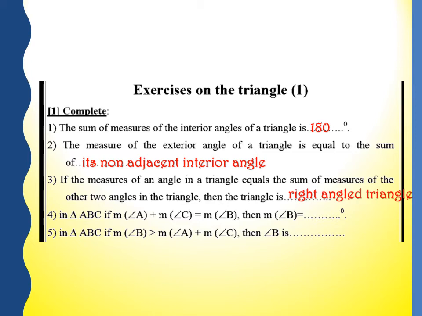In triangle ABC, measure of angle A plus measure of angle C equals the measure of the third angle, then this angle is right, 90 degrees. In triangle ABC, if the measure of angle B is greater than the sum of the two other angles, then this angle is an obtuse angle.